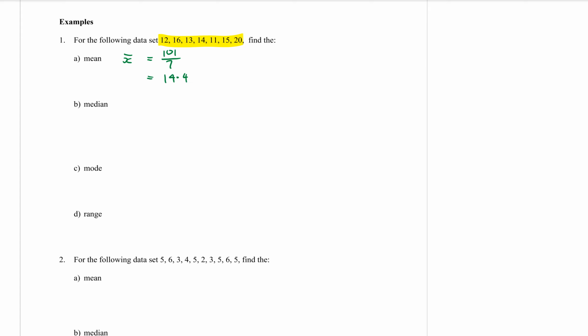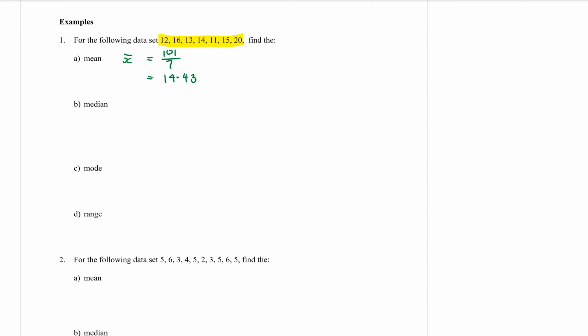How many decimal places did you do, Ethan? 14.43. Excellent. So you do need to round these often. If it doesn't specify, 1 or 2 decimal places is fine. Okay, so that's the mean.